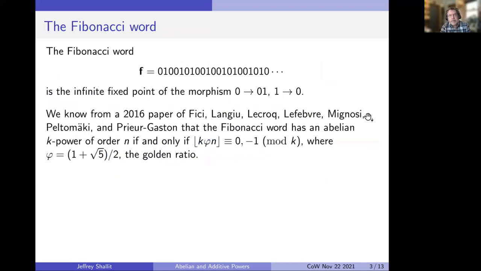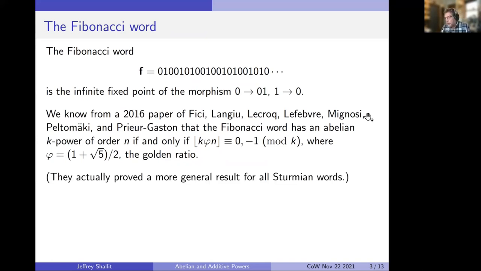Okay, so let's look at the Fibonacci word. The Fibonacci word is a famous word that is generated as a fixed point of this morphism: 0 goes to 01, and 1 goes to 0. And then there's a nice paper from 2016 by Fici, Langiu, Lecroq, Lefebvre, Mignosi, Peltomäki, and Prieur-Gaston. One of the things they prove is that the Fibonacci word has an abelian k-th power of order n somewhere in it if and only if the floor of k phi n is congruent to either 0 or minus 1 mod k. And here phi is the golden ratio, (1 plus root 5) over 2.